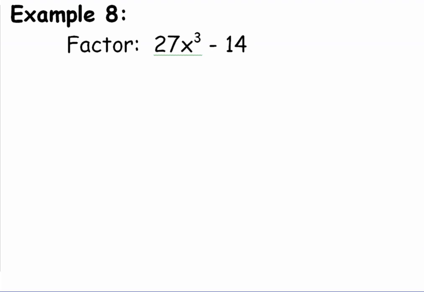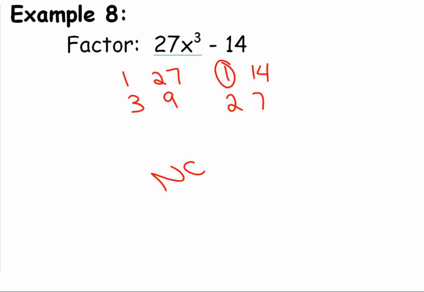So we take out on this one, it's a little bit harder to see, 27 and 14. I'm going to write my factors: 1 and 27, 3 and 9. That's kind of it. 1 and 14, 2 and 7. So there's no overlap other than 1. That means there is no GCF.